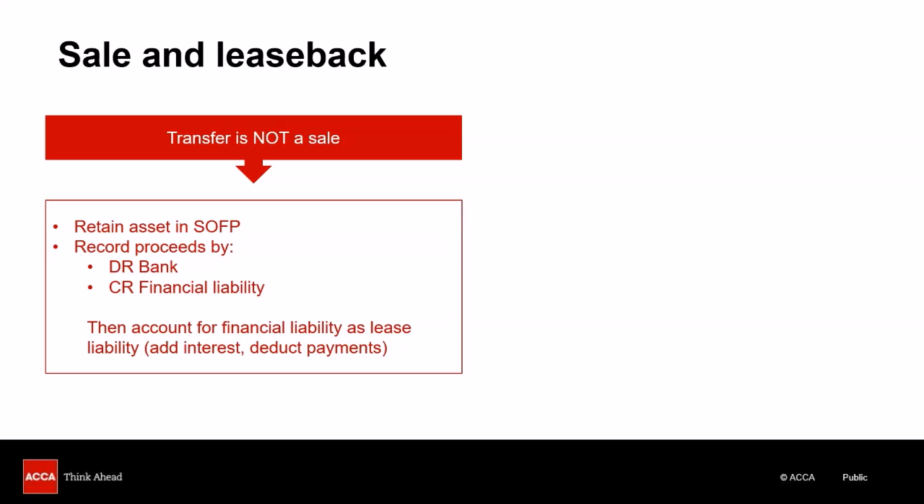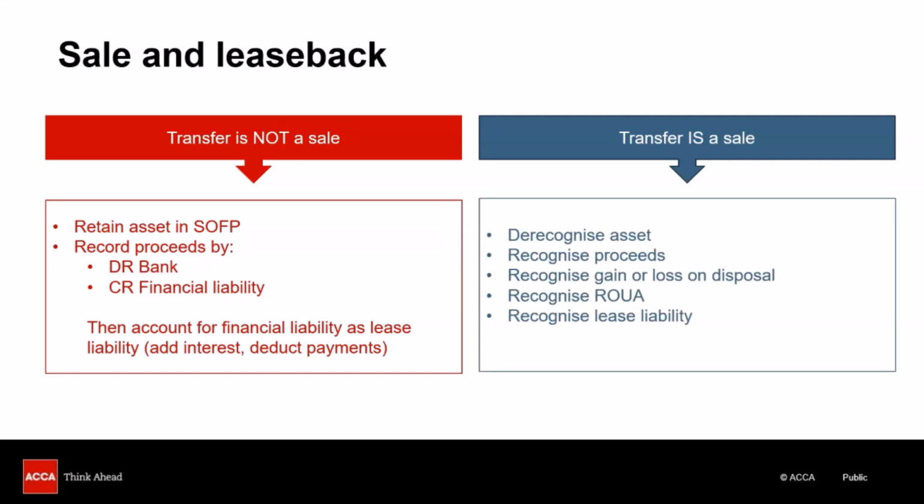If it is not a sale, then you need to show it in the statement of financial position, and whatever amount has been received against it, that needs to be shown as a financial liability. So debit bank for the amount that has been received against the asset, and credit financial liability, which is now going to be used later on to pay back the amount which has been received. If the transfer is a sale, then we need to de-recognize the asset, we need to recognize the proceeds, recognize the gain or loss on disposal, but the amount which is related to the portion of asset which has been retained, against that we need to recognize the right of use asset and the lease liability.